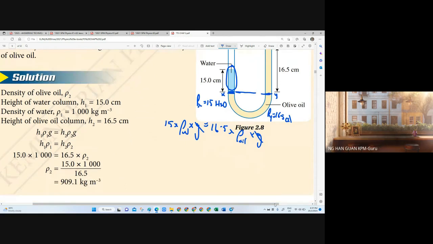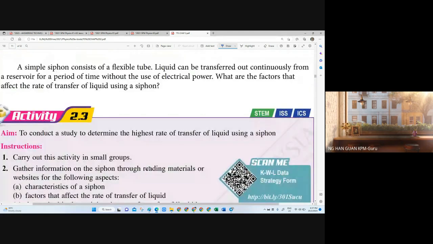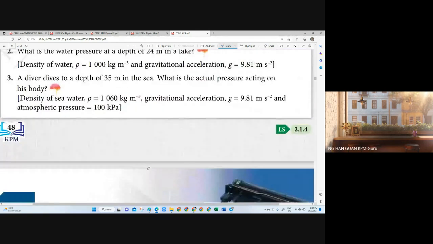Then we are given the density of water, 1000, so we can find the density of oil easily. This is how we understand this U-tube, or we call it a manometer. So the bigger the h, the deeper the water, the higher the water pressure.